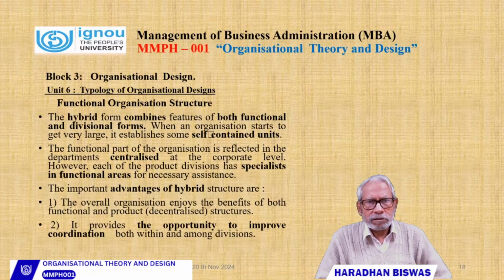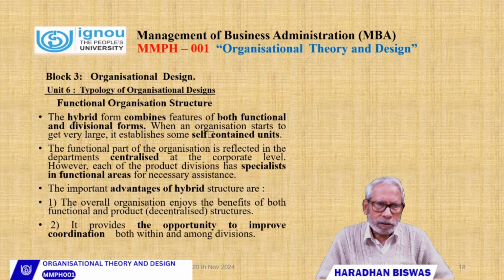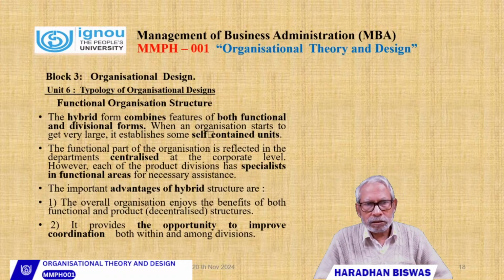And it establishes some self-contained units. The functional part of the organization is reflected in the departments that are centralized, at the corporate level basically. However, each of the product divisions has specialized functional areas, with necessary assistance. So the important advantage of the hybrid is that, as a result, the overall organization enjoys the benefits of both, because both things are there.